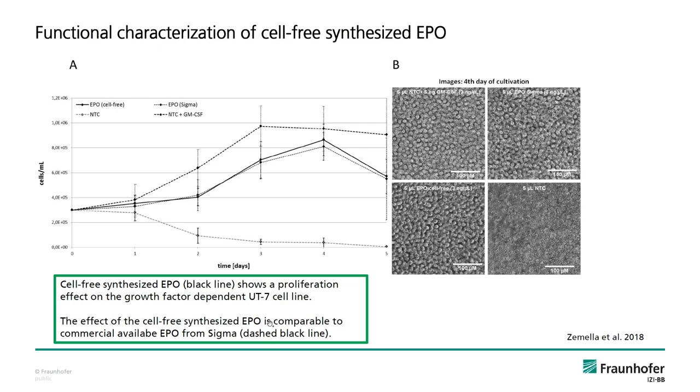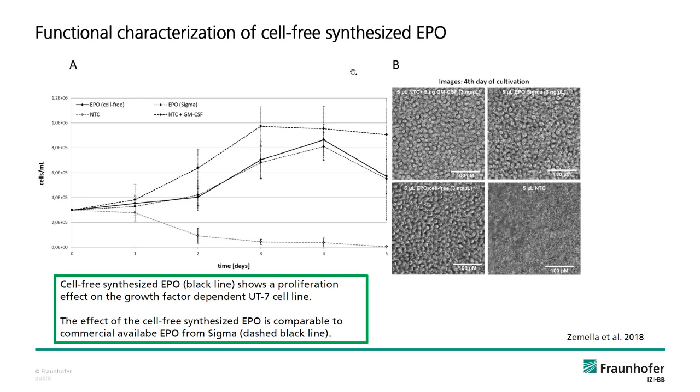And on the left side, you can see there's the black line where we have the cell-free EPO, and we have the dotted line where we have the commercially available EPO of Sigma. And both lines are relatively comparable. So we see here that our cell-free synthesized protein shows nearly the same activity as the commercially available EPO. This experiment was performed with a non-modified EPO, but new experiments, which are not yet published, show that we have as well an active EPO if we couple the EPO to biopolymers such as the mentioned PEG.